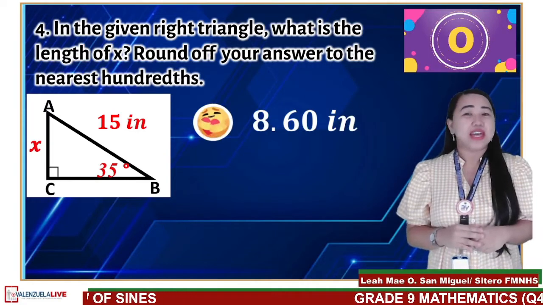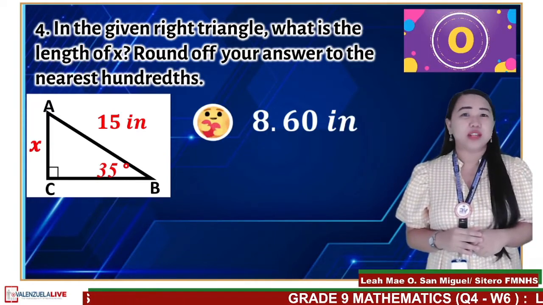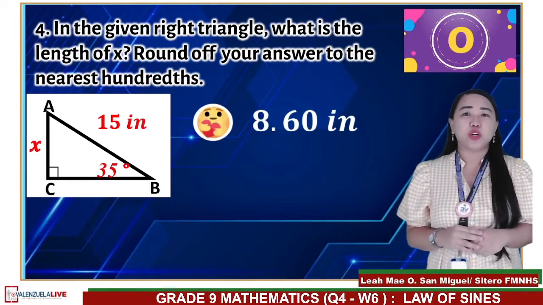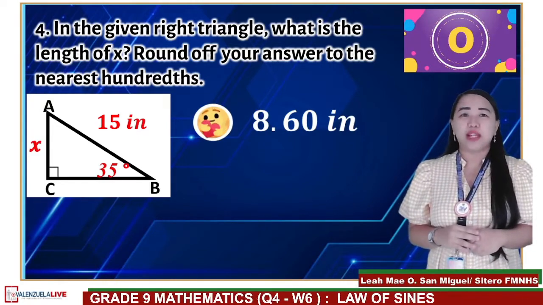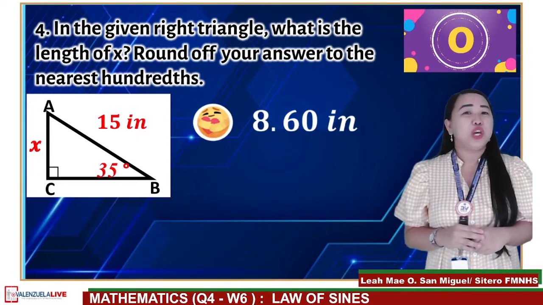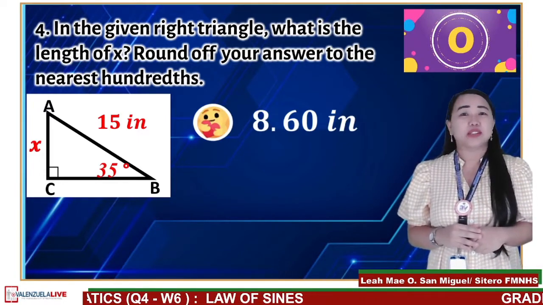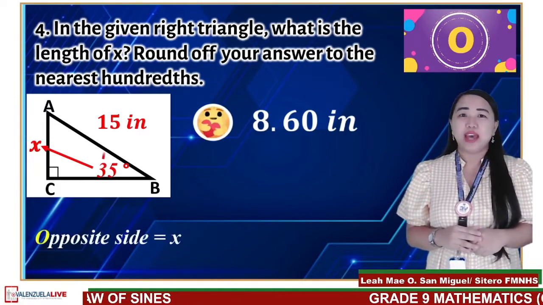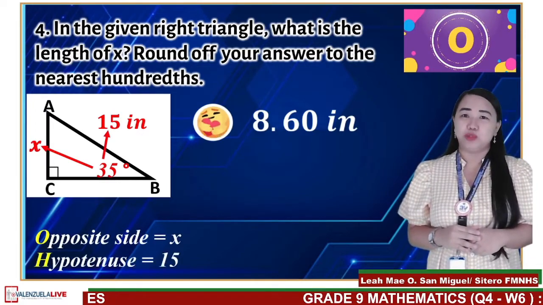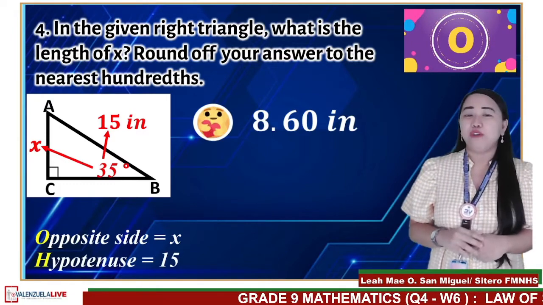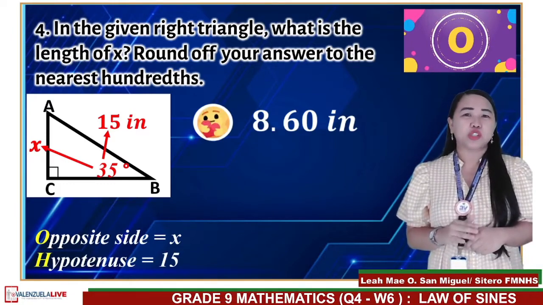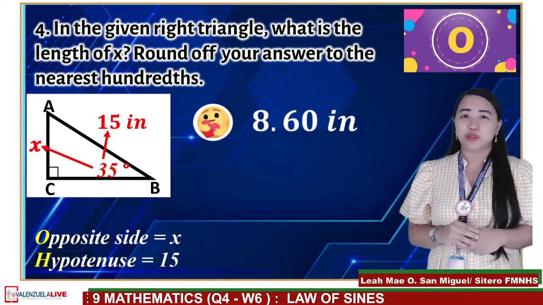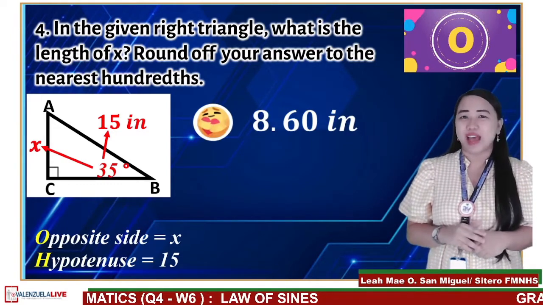Amazing! The given angle is not a special acute angle. With this, use trigonometric ratio to solve the length of x. Using 35 degrees as the reference angle, x is the opposite side and 15 is the hypotenuse. Now, you have to think of a trigonometric ratio that involves the opposite side and the hypotenuse, and that is the sine ratio.